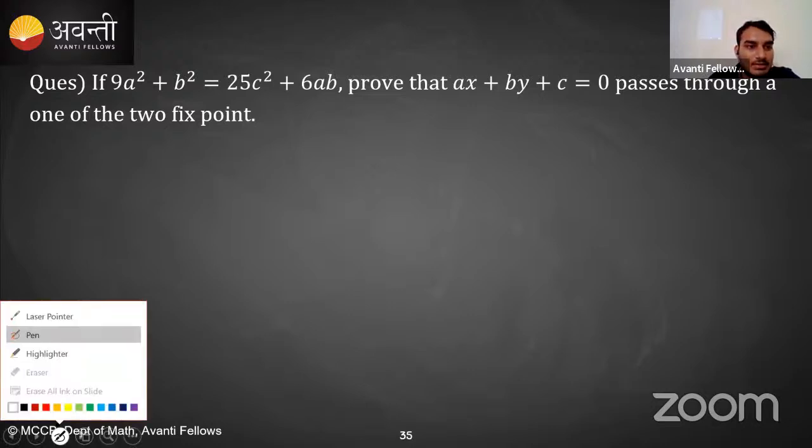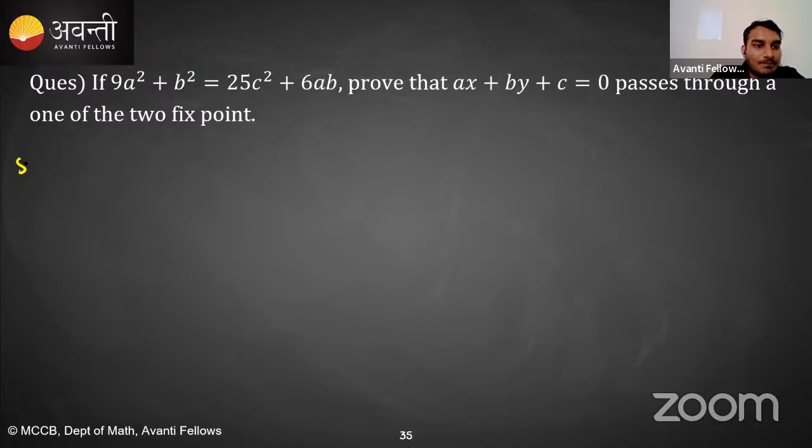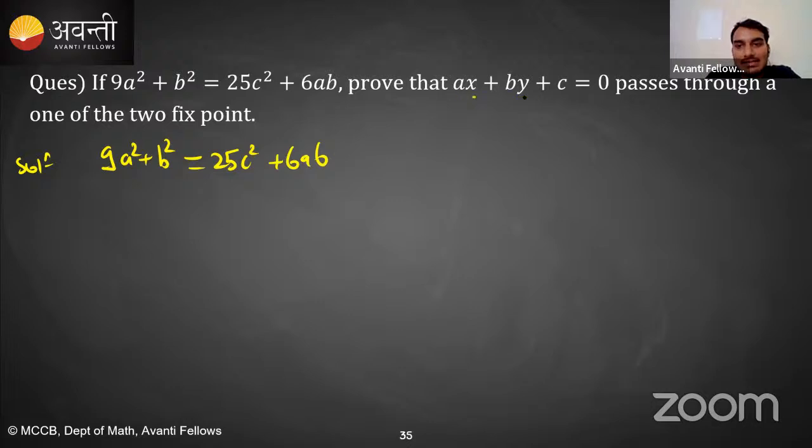The question is saying that if 9a square plus b square is equal to 25c square plus 6ab, then prove that this line always passes through one of the two fixed points. So it is saying that there will be two fixed points. उन दोनों fixed point में से किसी भी fixed point से line can pass. So that is what the question is saying.